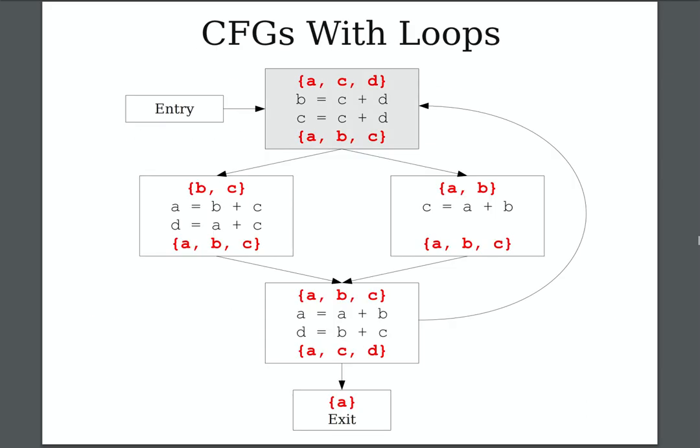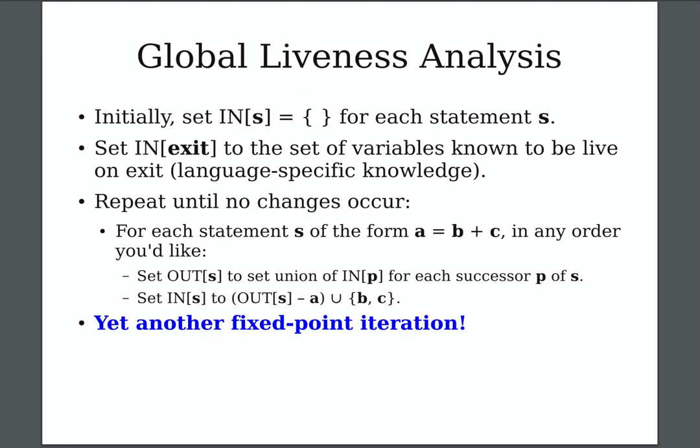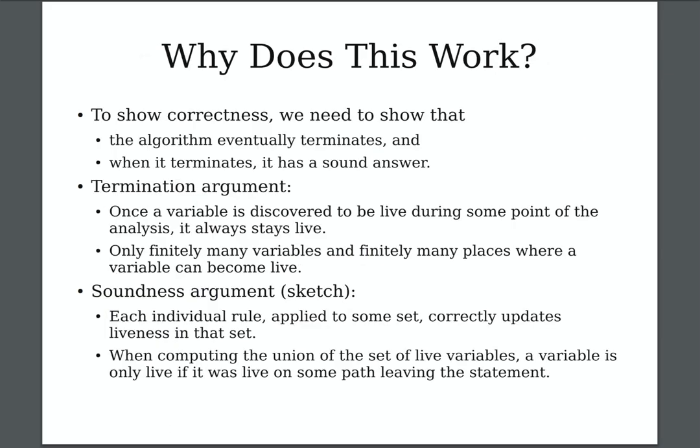So that was here. We did the union of the successor blocks. And then do our update, do our live variable update. So we set the input for that statement to be the output minus any variables that get killed, plus the variables, or unioned with the variables that get used. So this is what's called fixed point iteration. You repeat this entire process until you notice that no more changes have occurred.